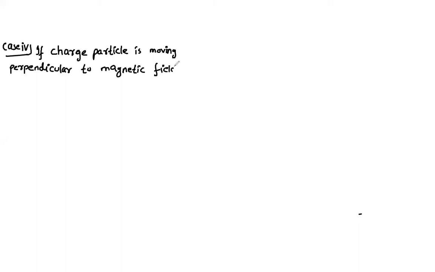So in the path of a charged particle, this is case 4. If the charged particle is moving not perpendicular, but at an angle theta to the magnetic field.